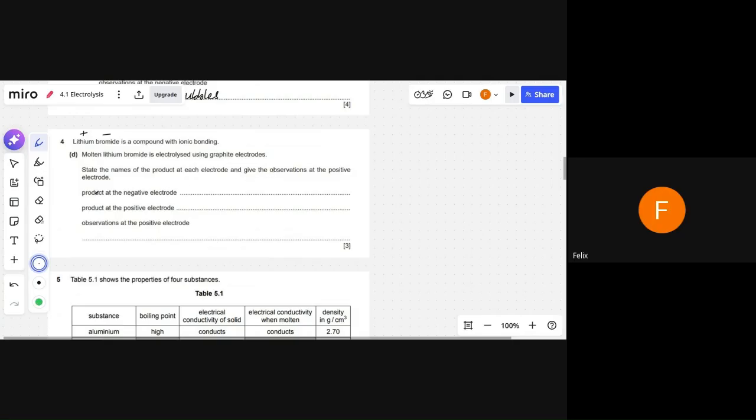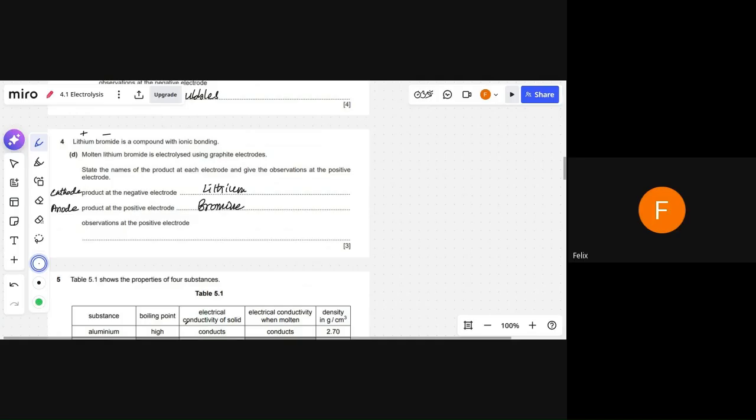So the positive product at the negative electrode will be lithium. And the product at the positive electrode will be bromine, because it has a negative charge, so it will be attracted to the positive electrode. The positive electrode is called the anode, and the negative electrode is the cathode.